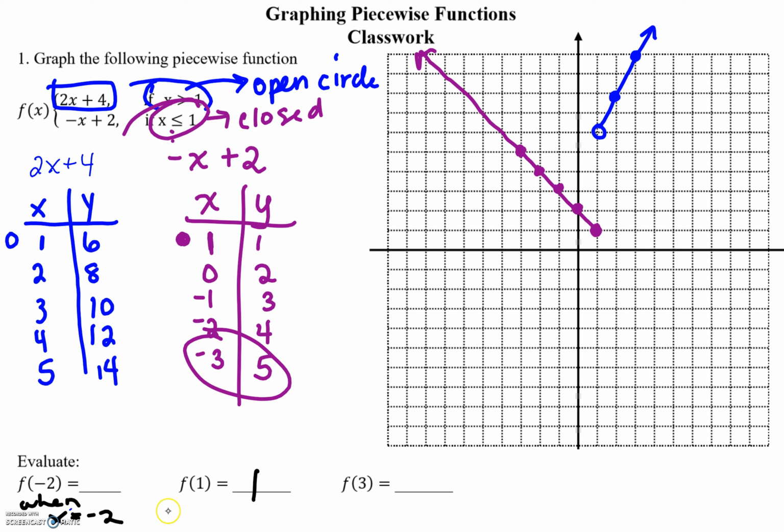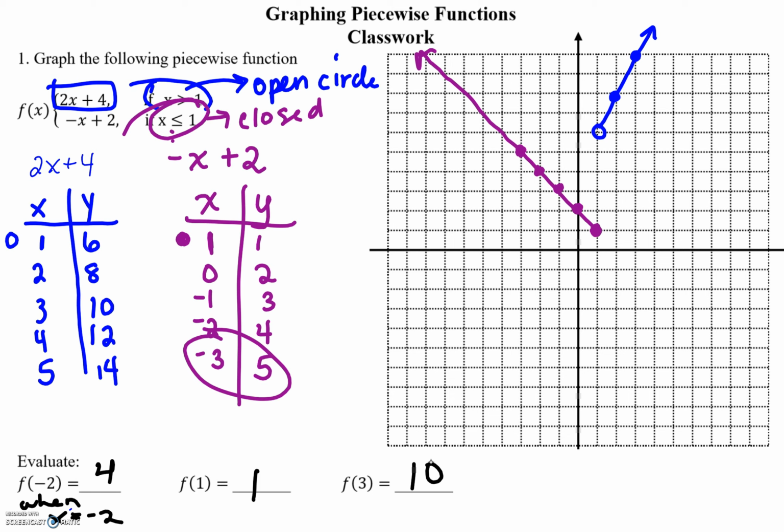Okay, and then the next part says when x equals 3. So when x equals 3, 1, 2, 3, when I scan up or down, my y value is going to be a 10. So a few things before we move on.